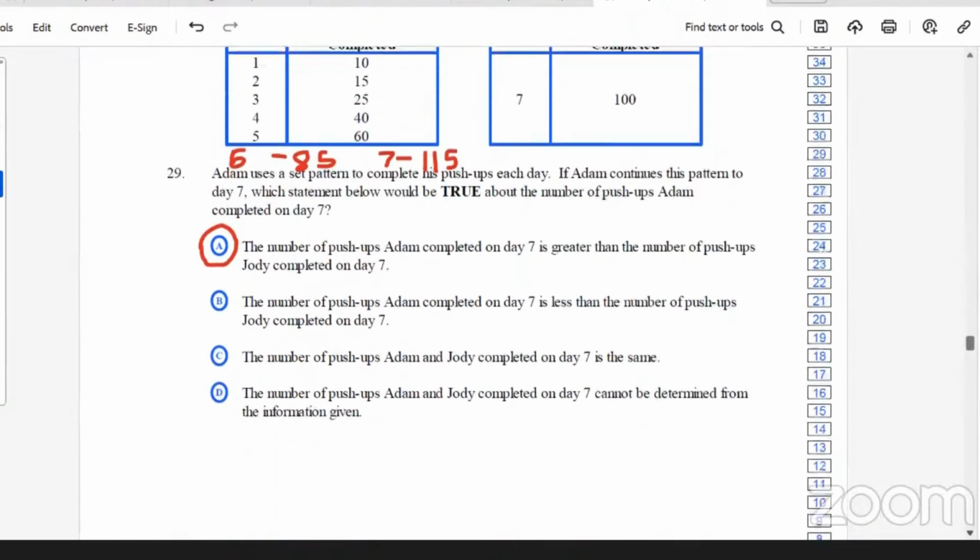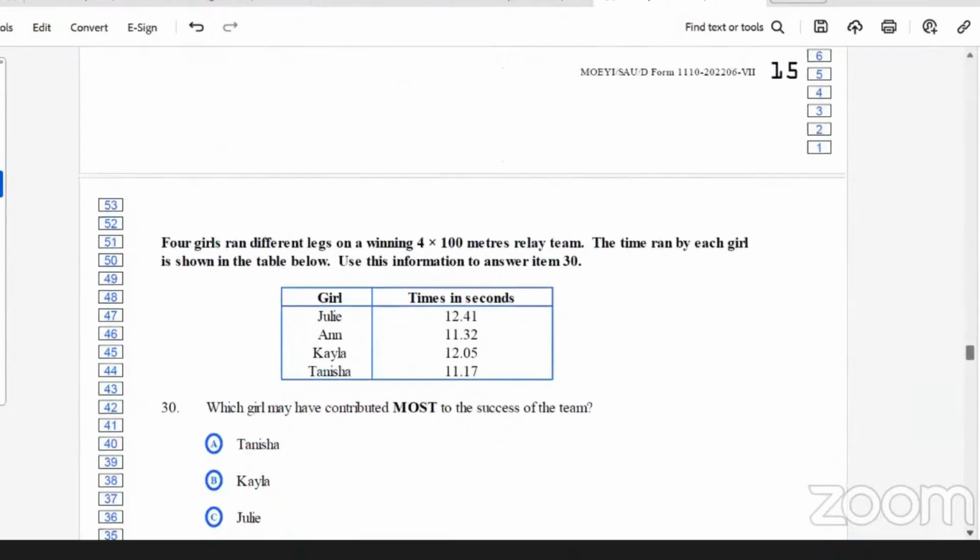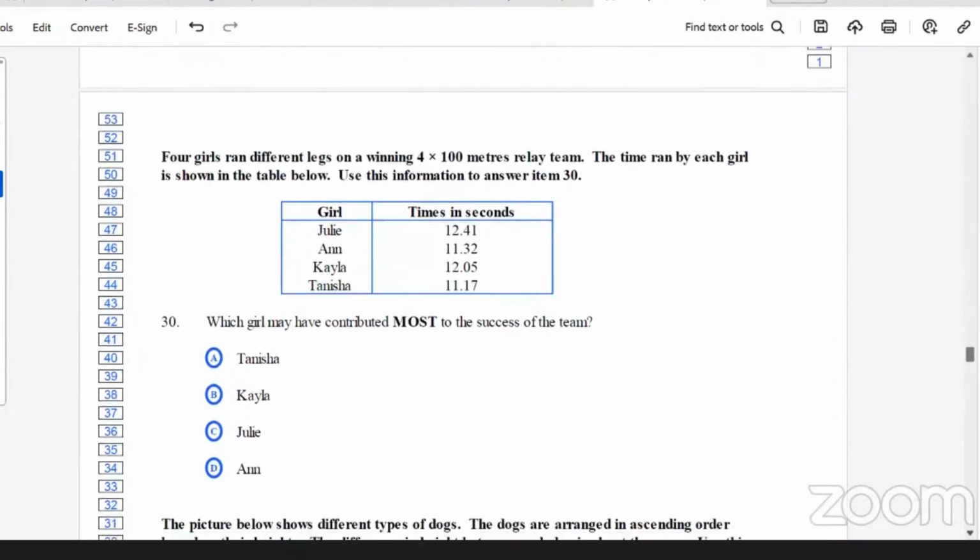All right, let's get to question 30. 4 girls ran different legs on a winning 4x100 meters relay team. The time run by each girl is shown on the table below. Use this information to answer item 30.